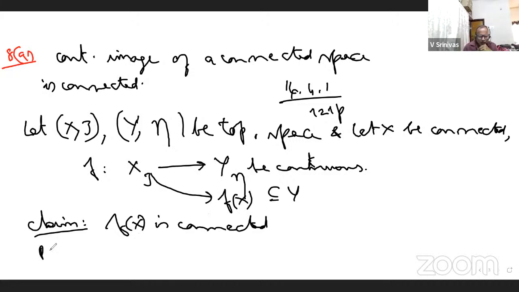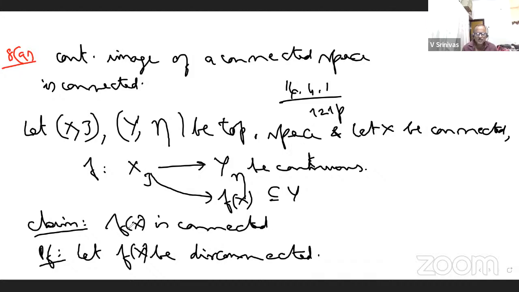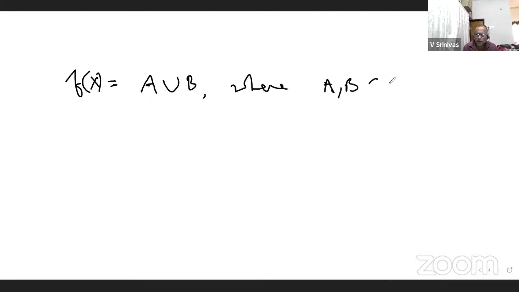So let us start with negation. Let us assume that f(X) is not connected. Let f(X) be not connected, means disconnected. Let f(X) be disconnected, means there will be a disconnection for f(X). What does it mean? f(X) can be written as union of two non-empty open sets, right? f(X) can be written as A union B, where A, B are from the subspace topology on f(X), right? And they are non-empty, A is non-empty and B is non-empty, and they are disjoint.